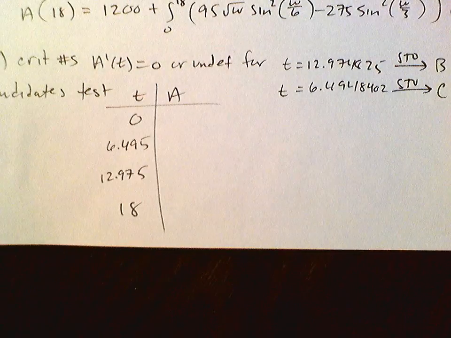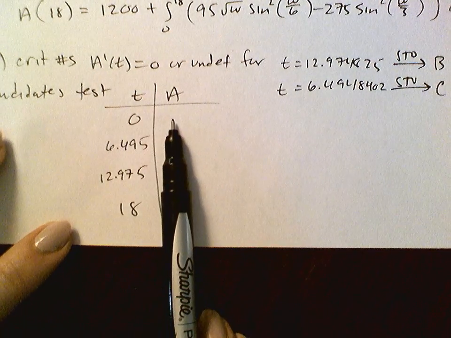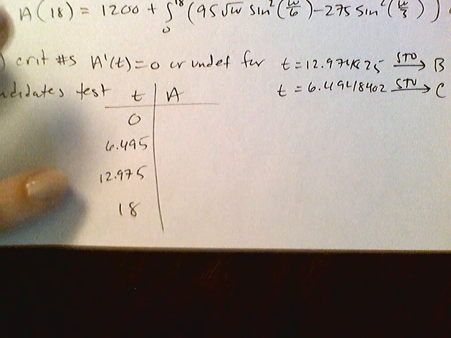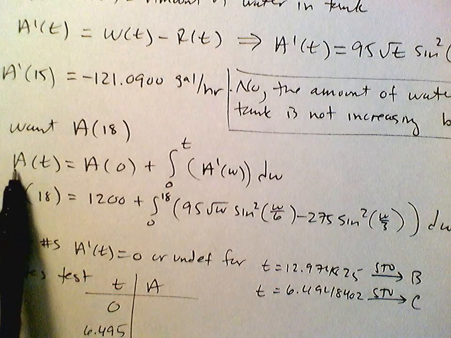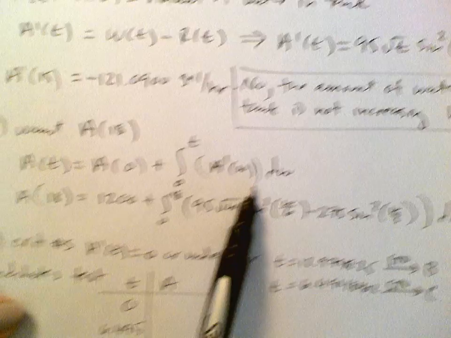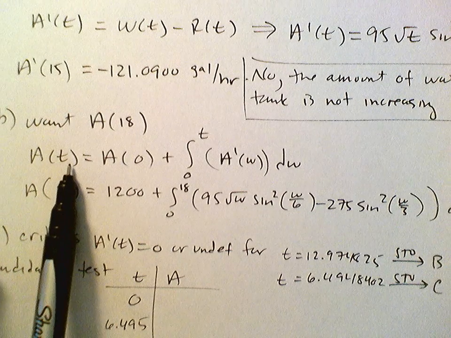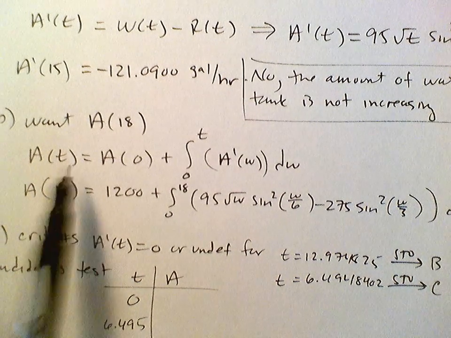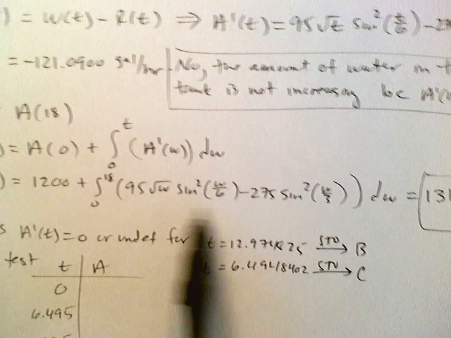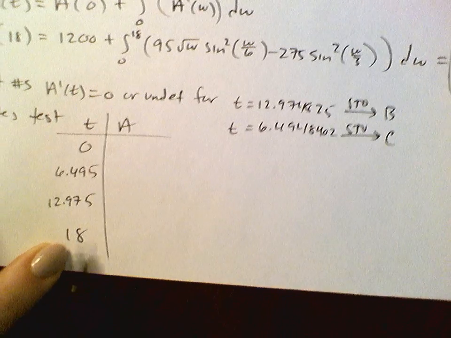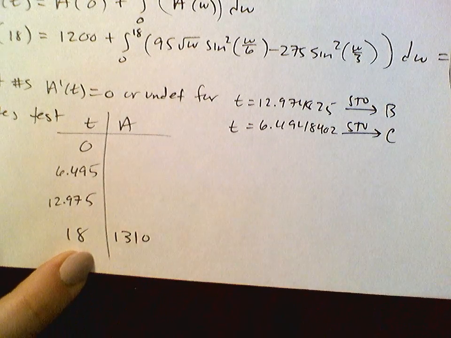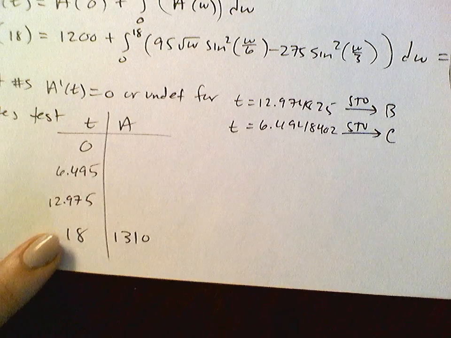Okay. Alrighty, so now I've got to find the outputs. To get the outputs, we've got to use this function from up here, the antiderivative with an integral formula. This is going to be such a pain to type in 4 times. Actually, we already found one of these outputs. At 18, we found that this was 1,310 gallons. Now I've got to find the others.